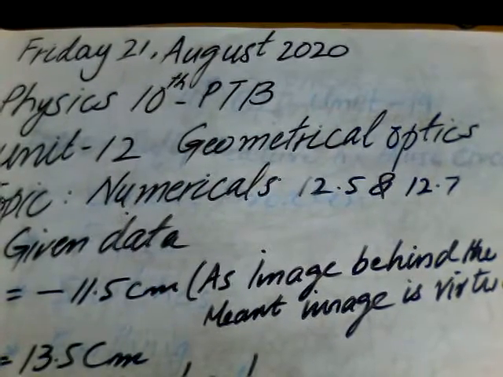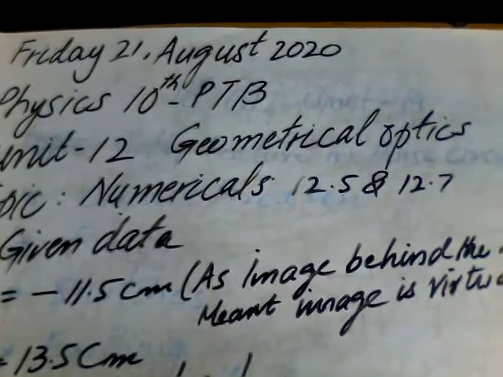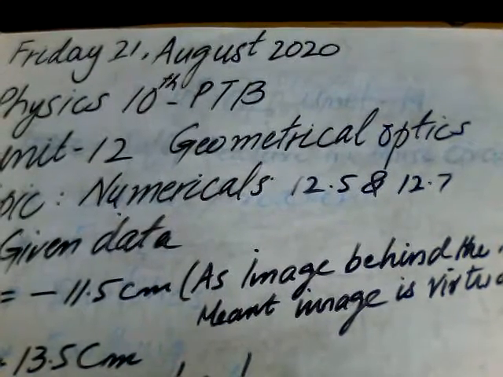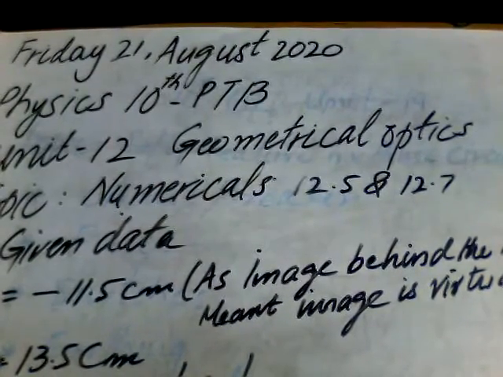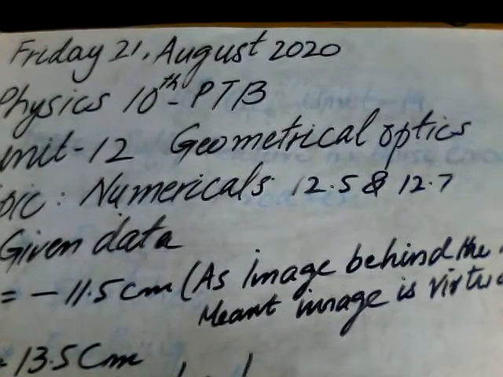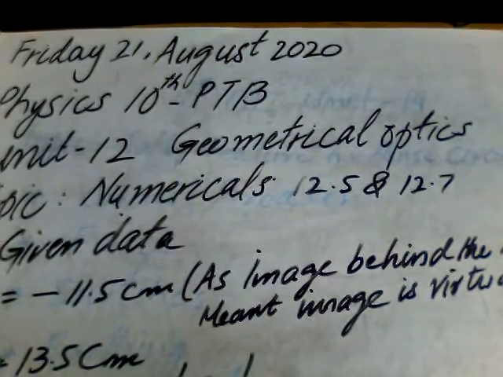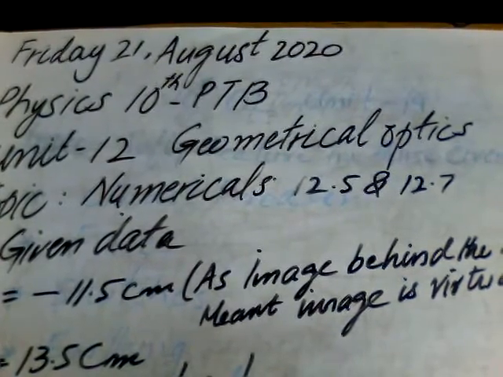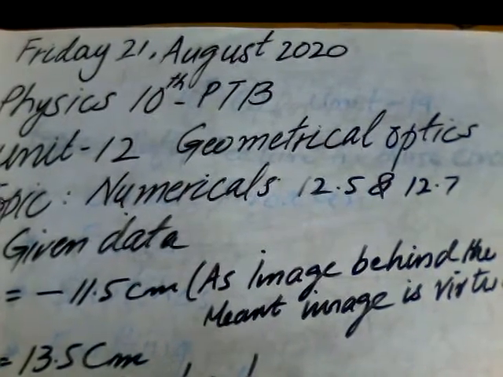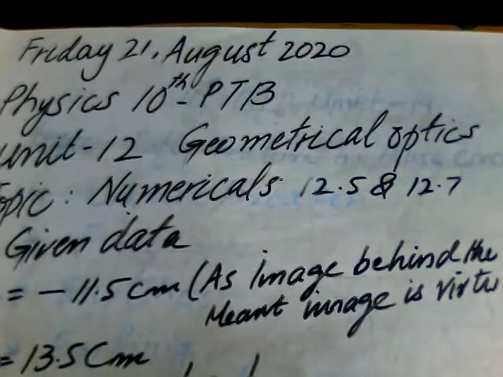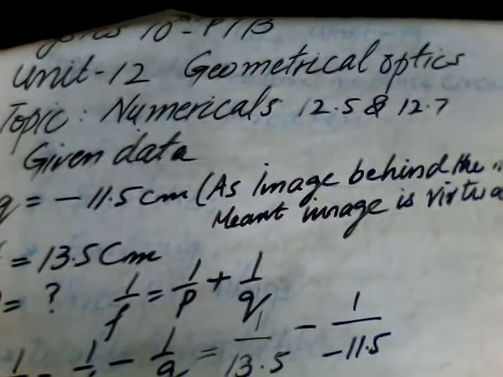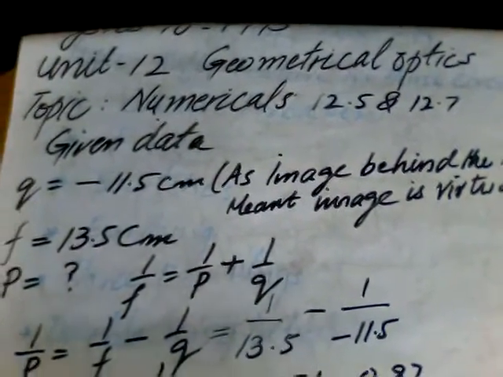We have already started the numerical problems of Unit 12, Geometrical Optics. Today, we are going to solve numerical number 12.5 and 12.7. 12.6 is not mentioned and we will not solve it, because according to the smart syllabus that numerical has been omitted. So I'm going to read the statement and you all please focus on your book.